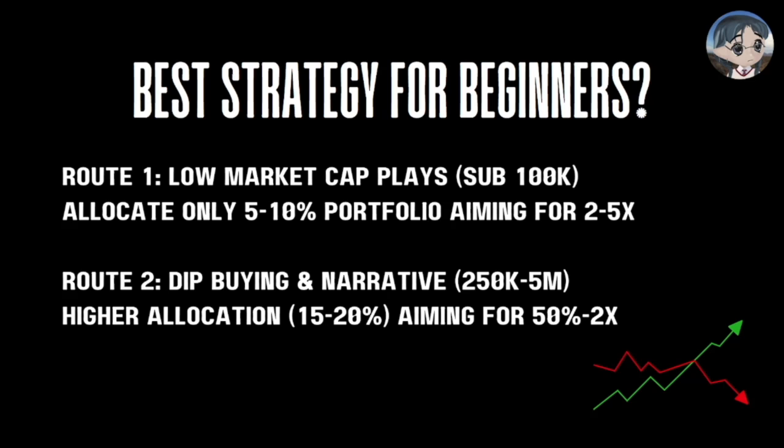And route 2 on what you can do is dip buying and narrative, right? So for beginners, the highest risk to reward, or the lowest risk to reward, as I should say, highest reward, would be 250K to 5 million. And you're allocating a little bit more to these plays, but it's higher reward, as I mentioned, but you're scalping. So you're aiming for 50% gain to 2x, right?